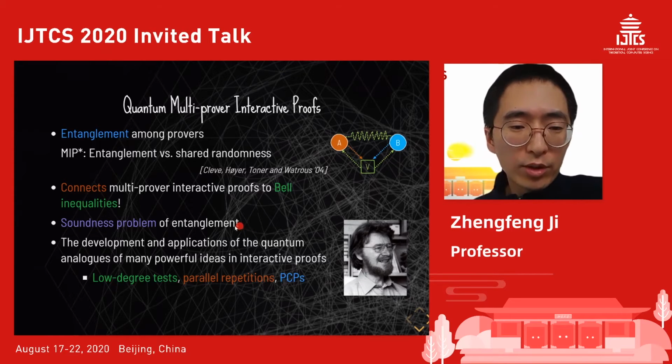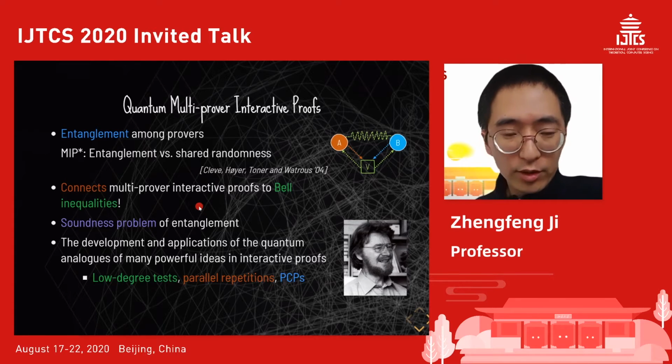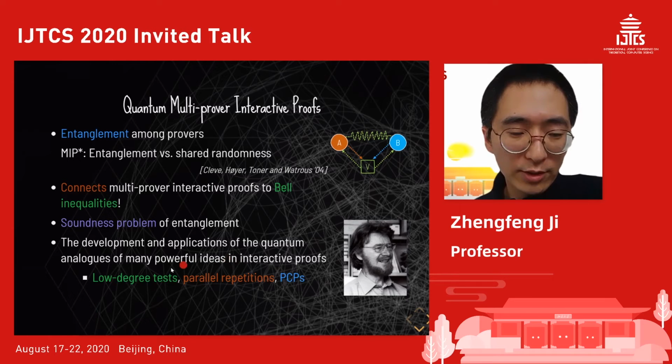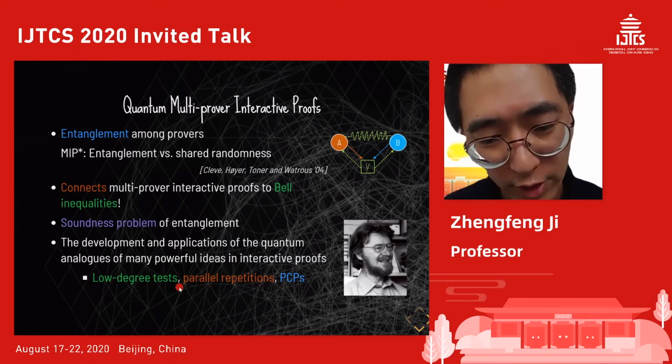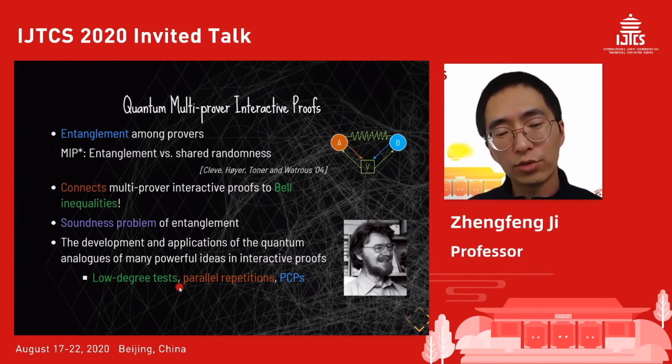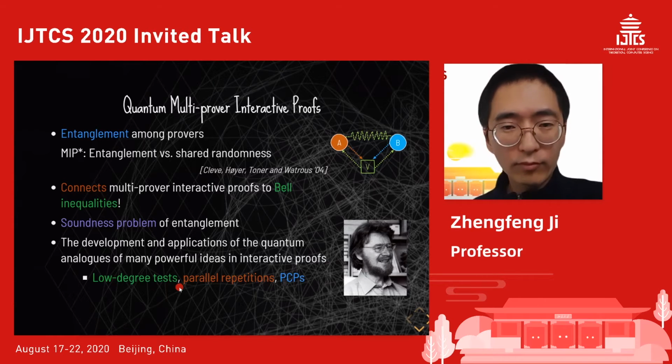But more importantly, this connection between Bell inequalities and multi-prover interactive proofs opens the door to the use of many powerful ideas in interactive proofs developed by computer scientists, including low-degree tests, pair repetitions, and PCPs. And fortunately, we can combine all these interesting ideas together to make the proof work.